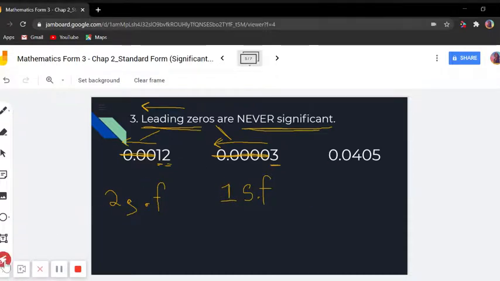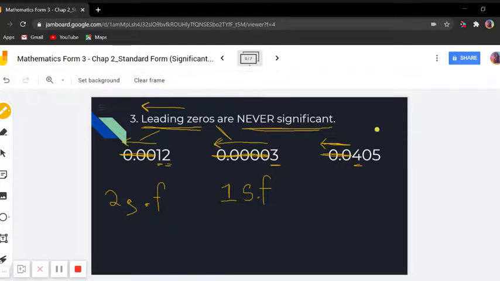Okay, let's go to the third example. 0.0405. First of all, let's find the first non-zero number here. The first non-zero number here is 4. So the 0 on the left side will be considered as a leading zero. When it is a leading 0, it is considered not significant. So this is not a significant number.